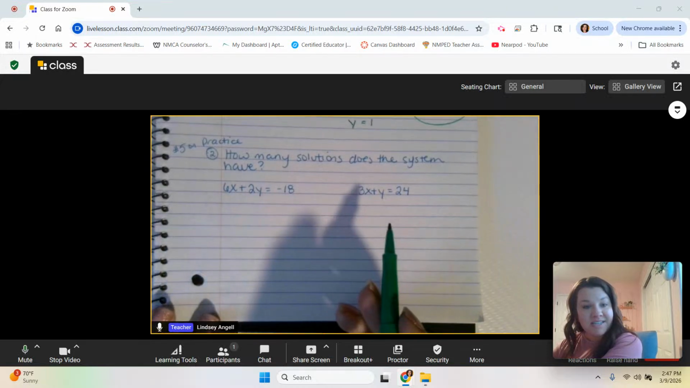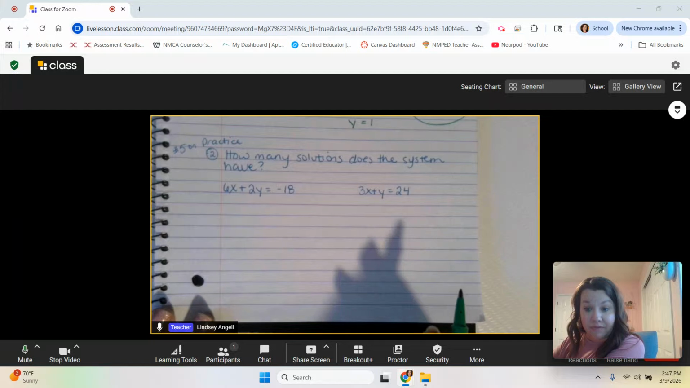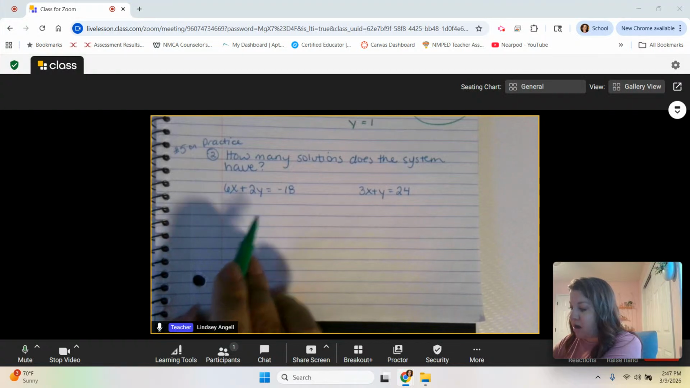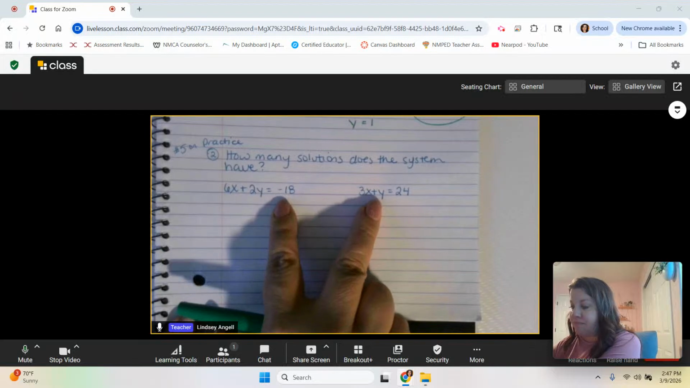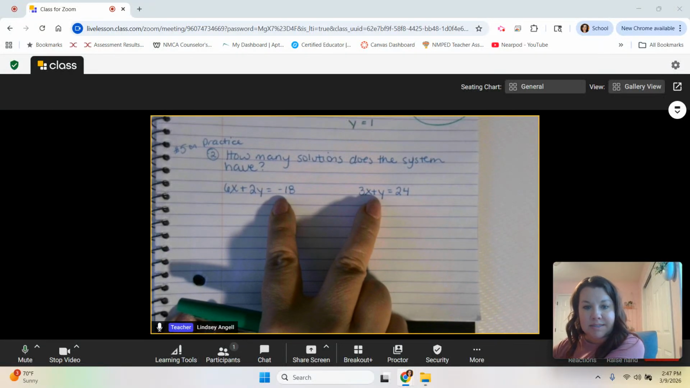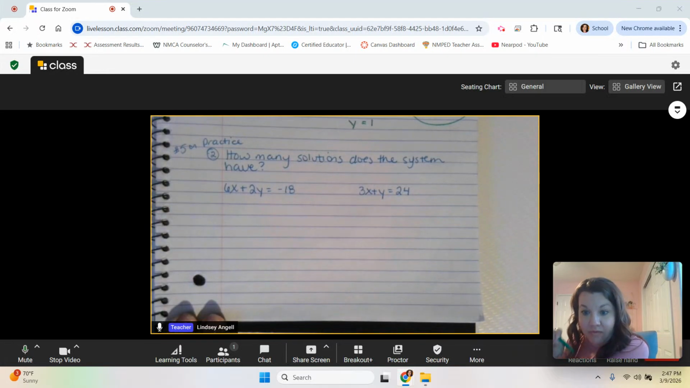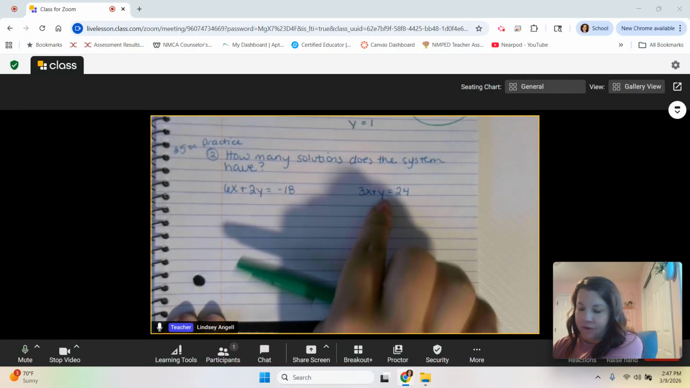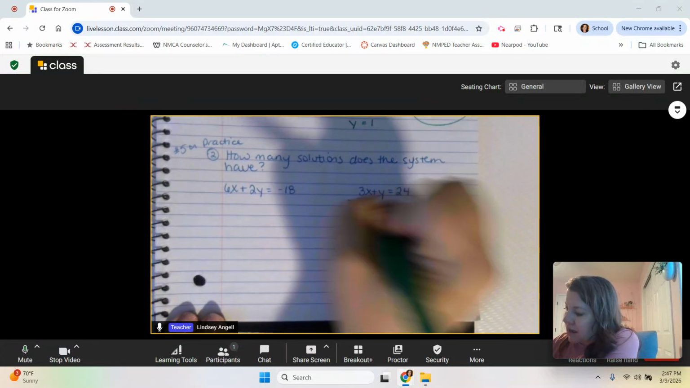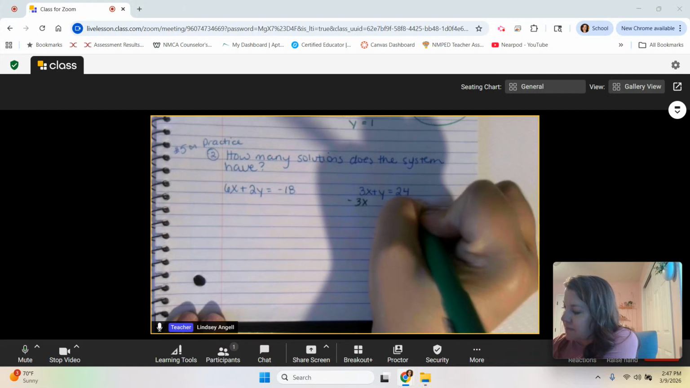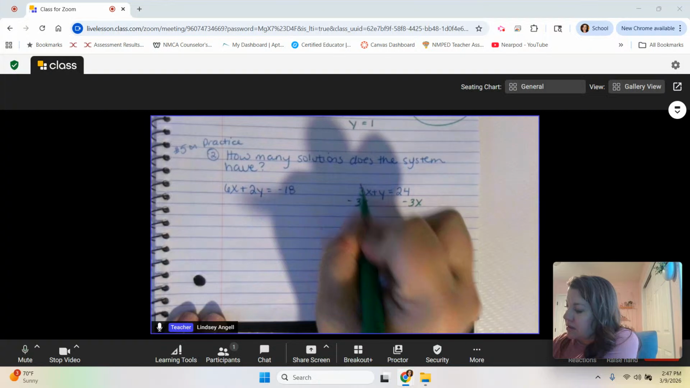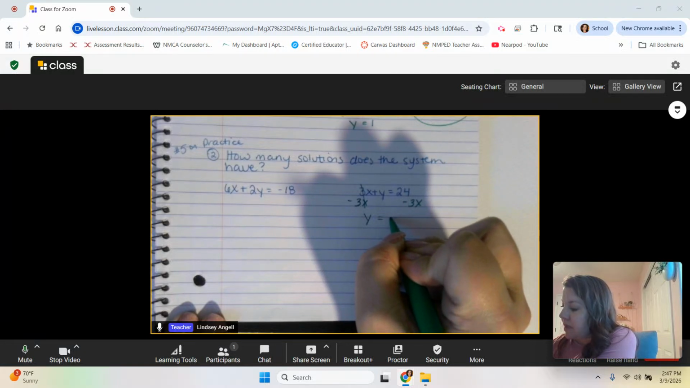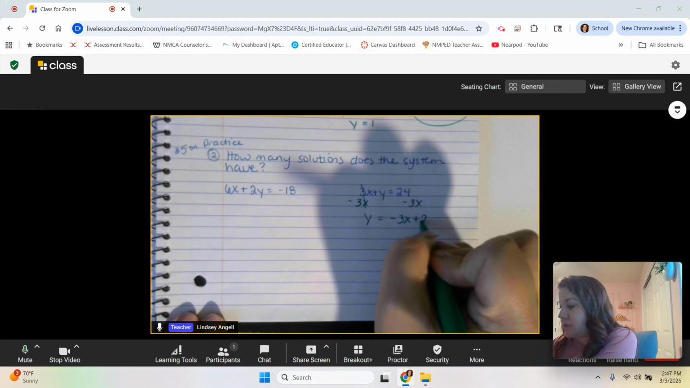Okay, so first off, I need to try to solve them to figure out where we are at. Now, neither one of them tells me what one variable is equal to. But one thing I notice is that on this one, my y is by itself. So I could subtract 3x from both sides, and that would leave y by itself on the left. So y equals negative 3x plus 24.